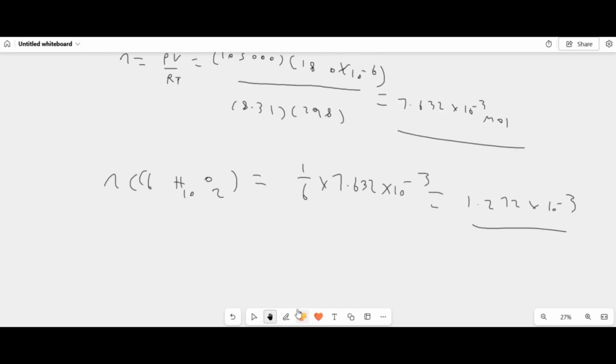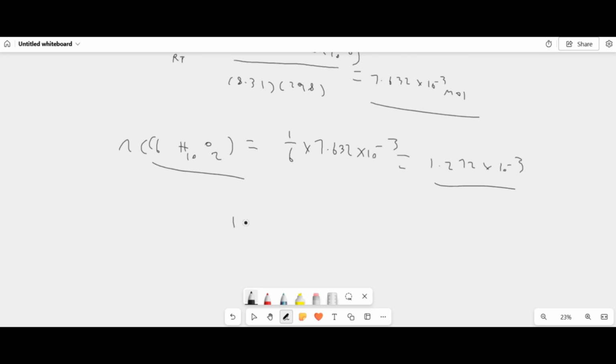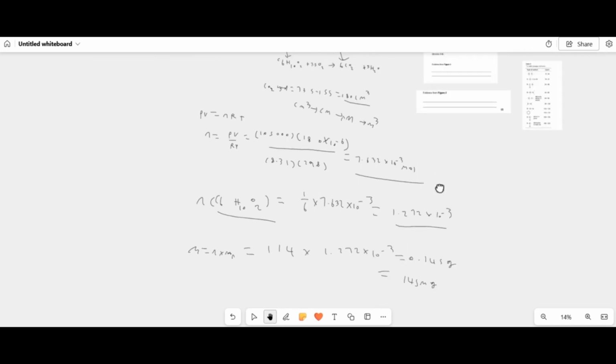Now, after this, you want to find the Mr of this. I'm not going to do it, but 12 times 6 plus 10 plus 2 times 16 is going to get you 114. So now you need to do mass is equal to n times Mr, which is going to be 114 times 1.272 times 10 to the power minus 3. That's going to be equal to 0.145 g, and they want it in milligrams here, so it's going to be 145 mg, and that's the final answer to that situation there.